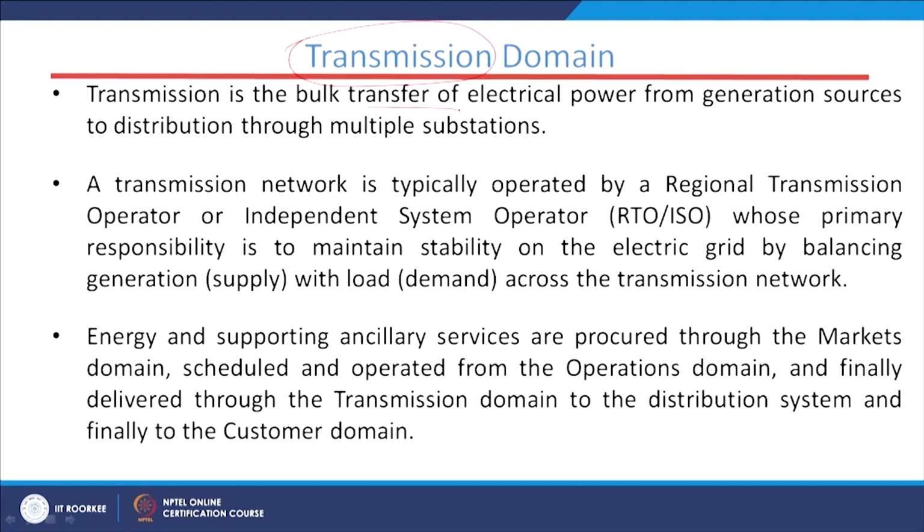It transfers the electrical power from generation sources to the distribution through multiple substations, of course, because if you see our generating station voltage within 20 to 23 kV, it is going to be stepped up to 400 kV. Again the 400 kV is going to be stepped down to 230 kV, further 132 kV, then 66 kV, then 11 kV, then 440 volt at the customer end. So, these are the steps which are maintained from your generation to the customer end.